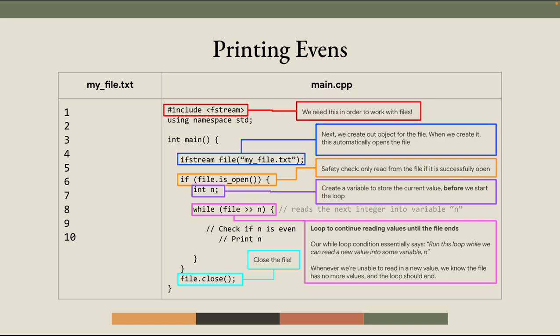Questions on this piece? So right there on that if statement, where it says file dot is open, is that opening the file? So the file gets opened in this blue box. Yeah, this creates the object and it opens it all in one. The orange piece just checks if it was successfully opened.